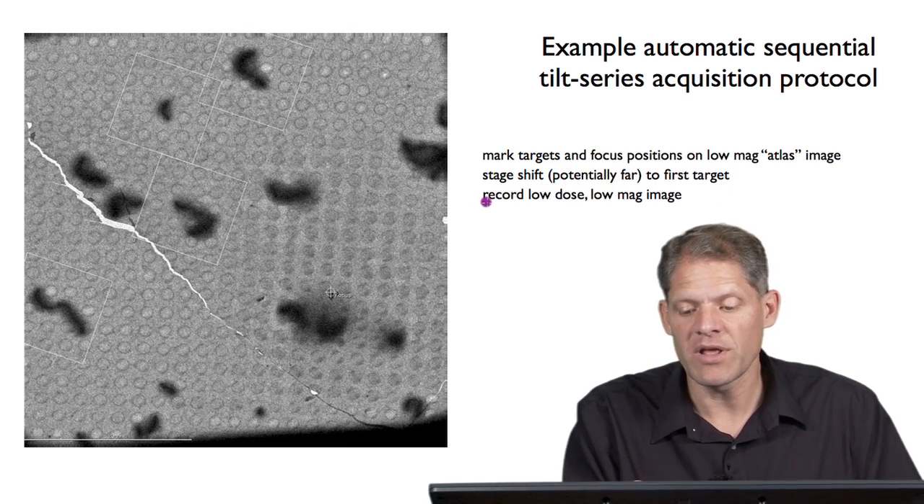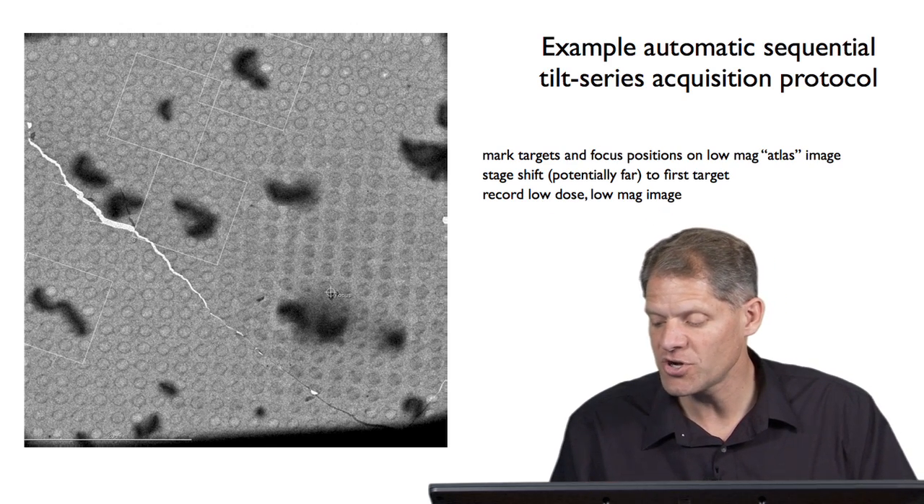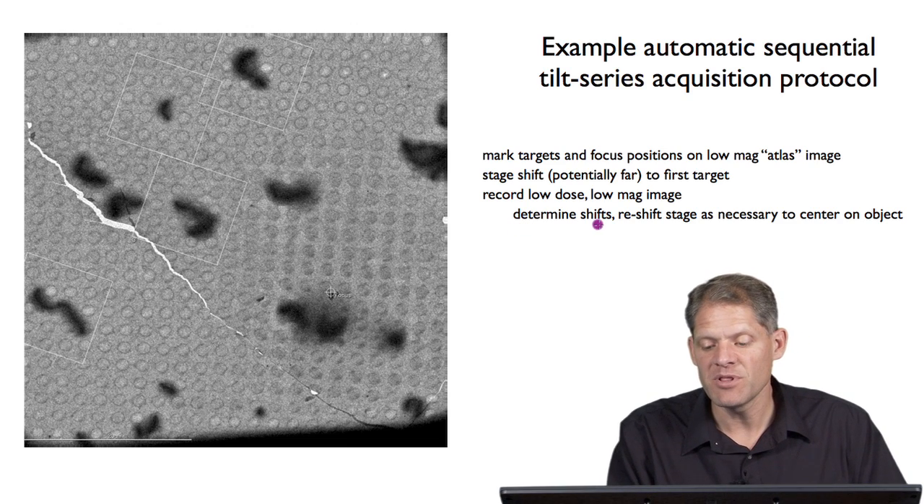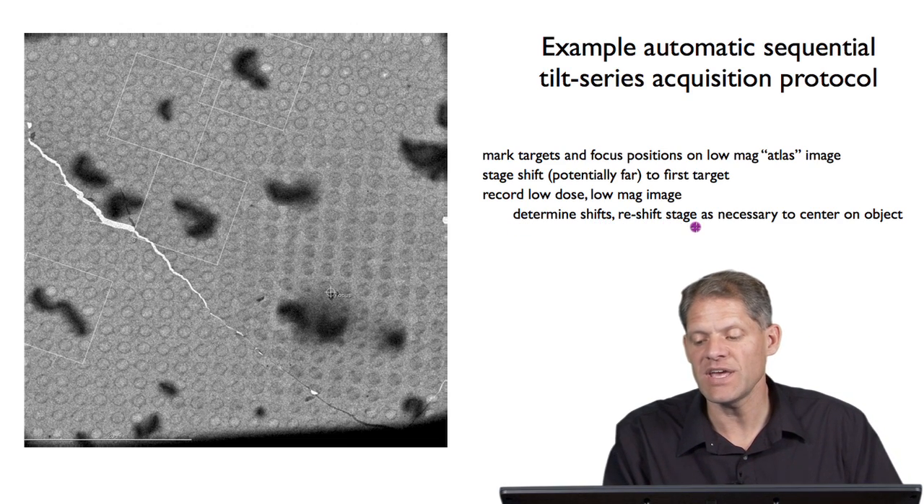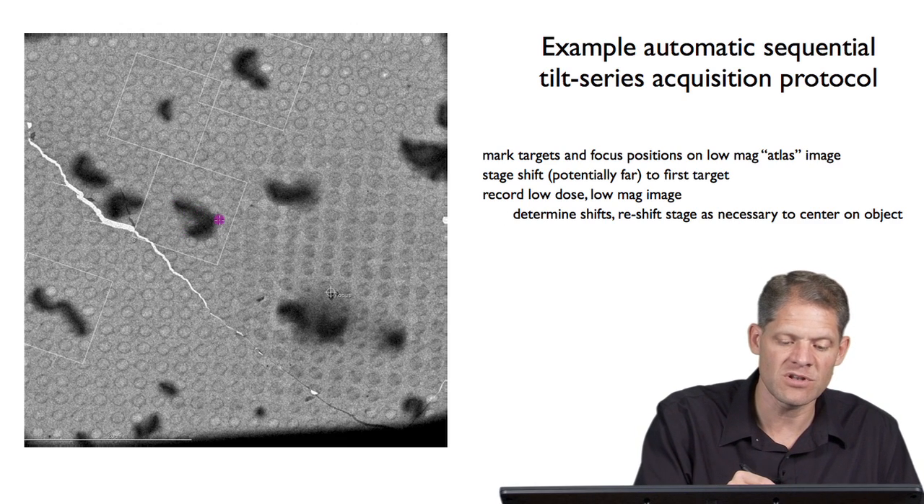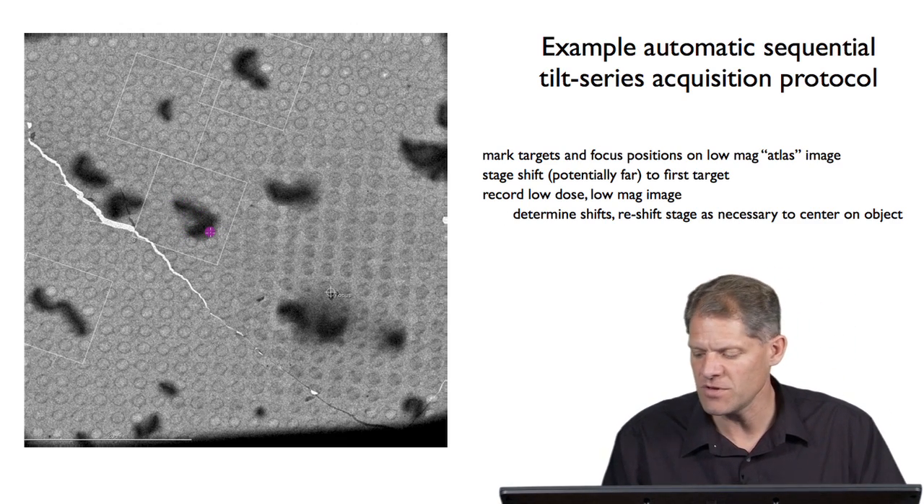Here you'd record a low dose, low mag image to be used to make sure that you're centered on that first target of interest. You determine the shifts and you reshift the stage as necessary until the target that you had previously chosen, like for instance this cell, really is in the center of your field of view.